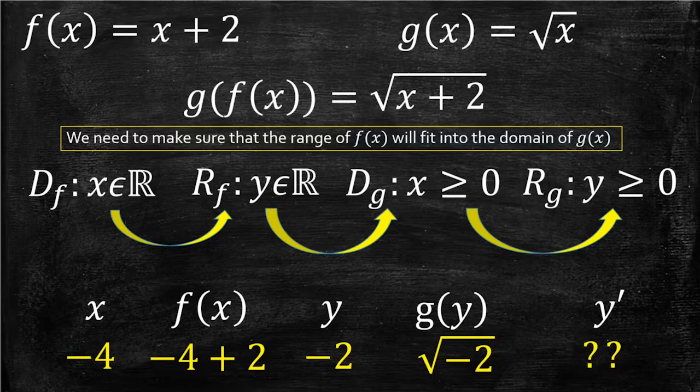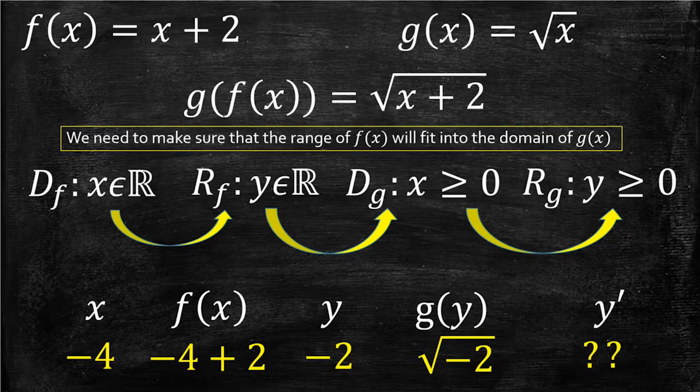And that's illustrated by the previous example where we tried to put negative 4 into f of x. It did work for f of x, but it didn't give us any values for g at the square root of negative 2. So obviously there's a bit of a problem there. So how do we go about solving this problem?